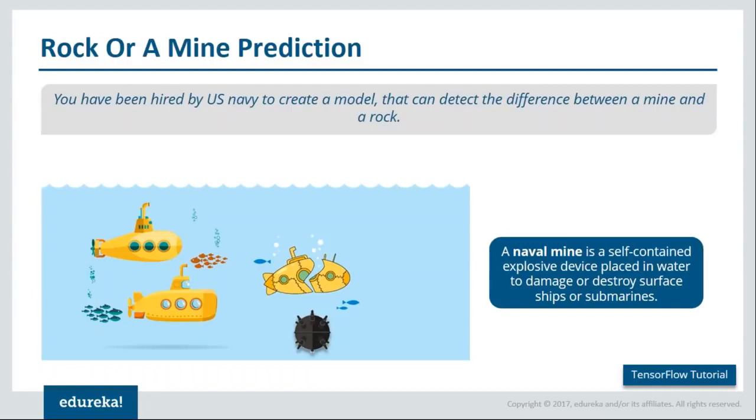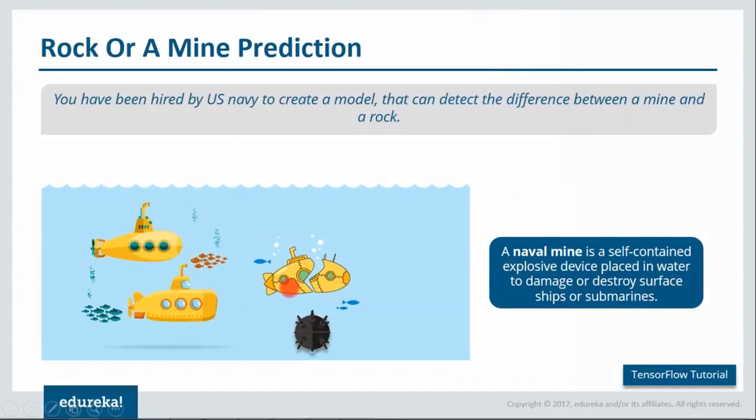Imagine you are hired by the US Navy and your task is to create a model that can differentiate between a rock and a mine. We will call this model a Naval Mine Identifier, NMI. A naval mine is a self-contained explosive device placed in water to damage or destroy surface ships or submarines. If you want a better picture, just consider the diagram that is there in front of your screen.